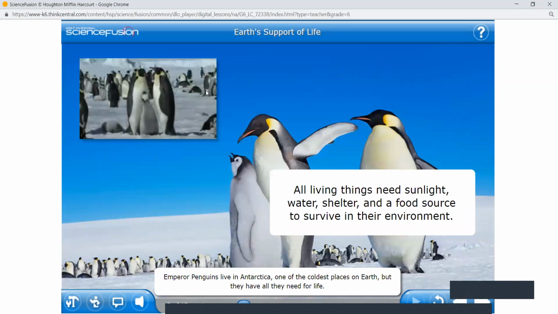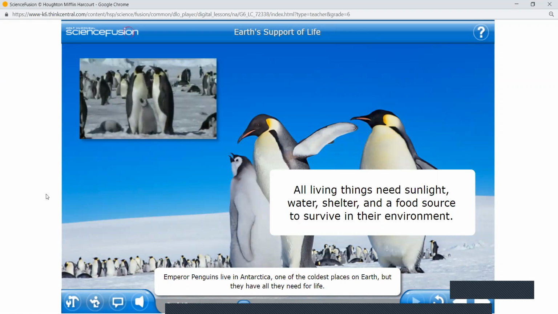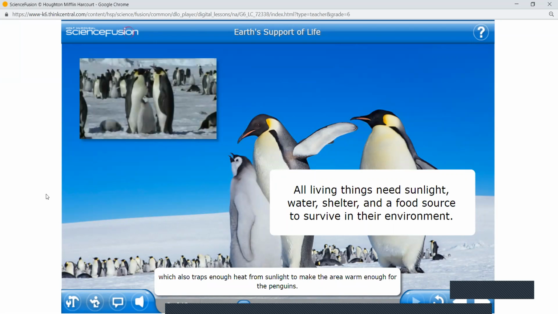Emperor penguins live in Antarctica, one of the coldest places on Earth, but they have all they need for life. Sunlight provides energy for phytoplankton to grow in the ocean. Penguins eat the fish that eat the zooplankton that eat the phytoplankton. Penguins get the oxygen they need from the atmosphere, which also traps enough heat from sunlight to make the area warm enough for the penguins. The islands shelter the penguins from harsher conditions in the water and protect them from orcas and other predators.